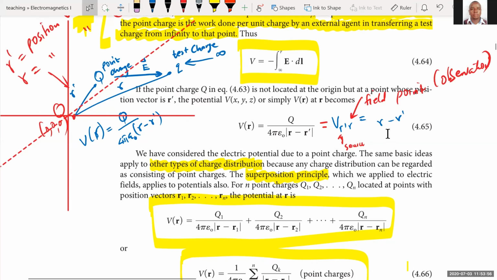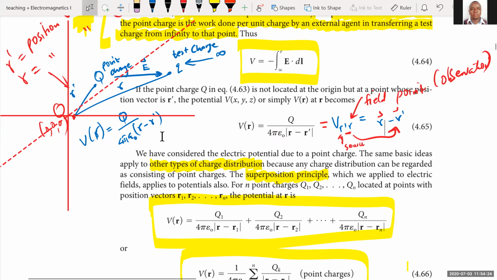That is always what we do. We normally interchange them. Whenever you see this kind of thing, when you want to find the magnitude, you normally interchange them and you find the magnitude of R minus R prime. So that is what I was trying to do there, and it takes this shape. So we have considered the electric potential due to a point charge.